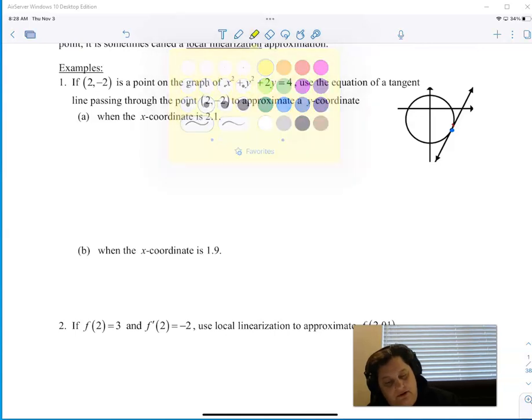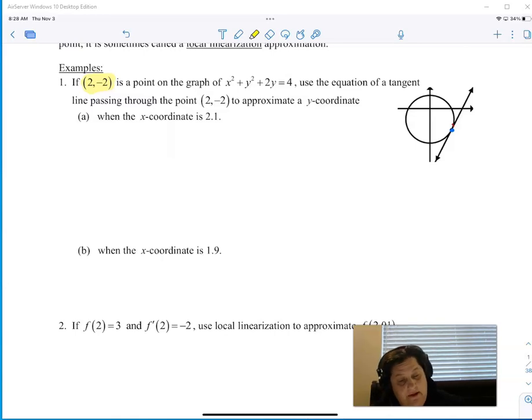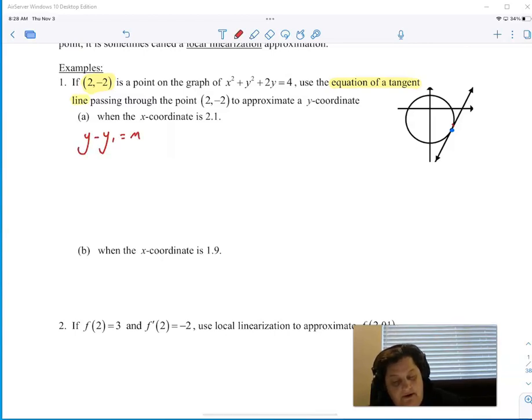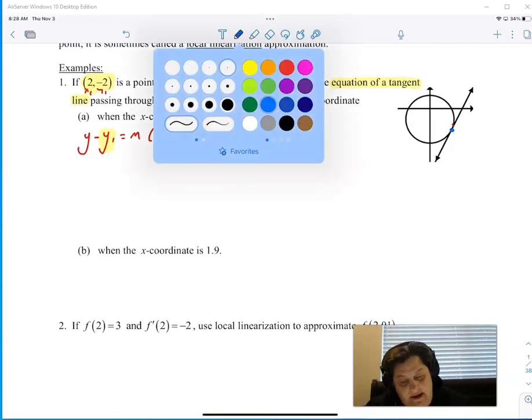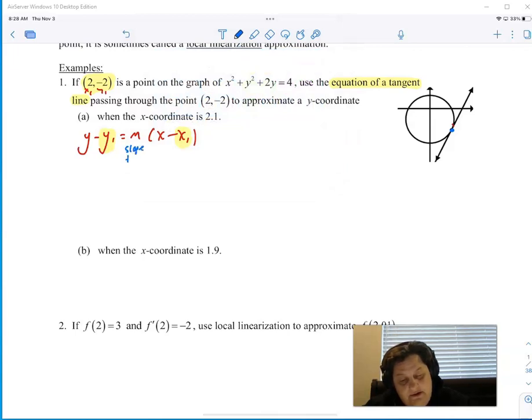If (2, -2) is a point on the graph of x squared plus y squared plus 2y equals 4, use the equation of a tangent line passing through that point to approximate a y. All I see right here is equation of a tangent line. Remember, every time it's y minus y1 equals m times x minus x1. I've already got x1, y1. The only thing I need right now is m.